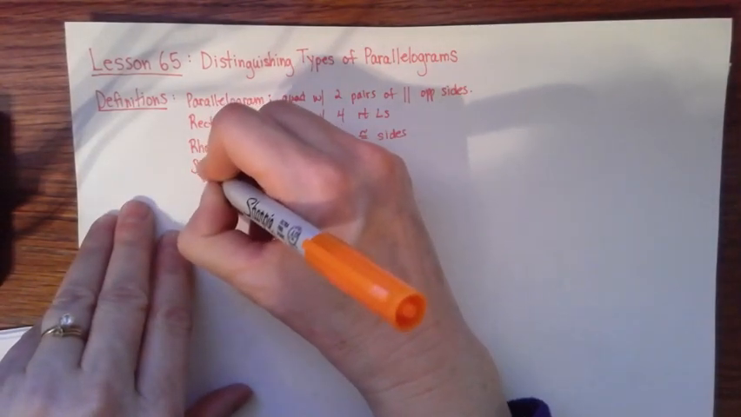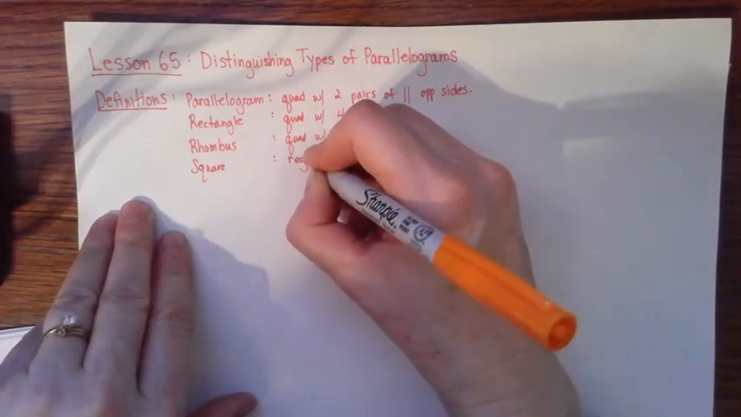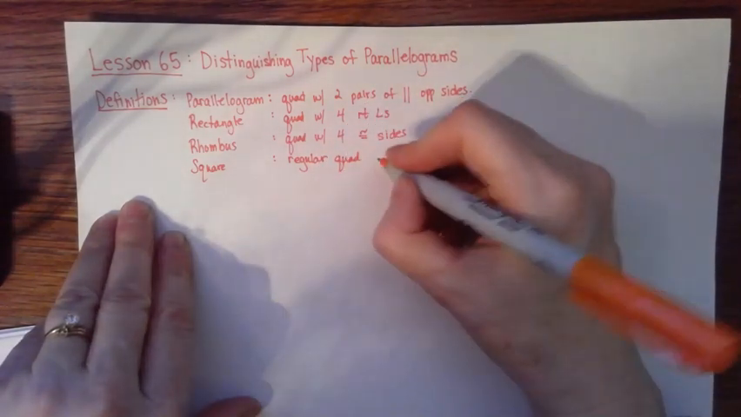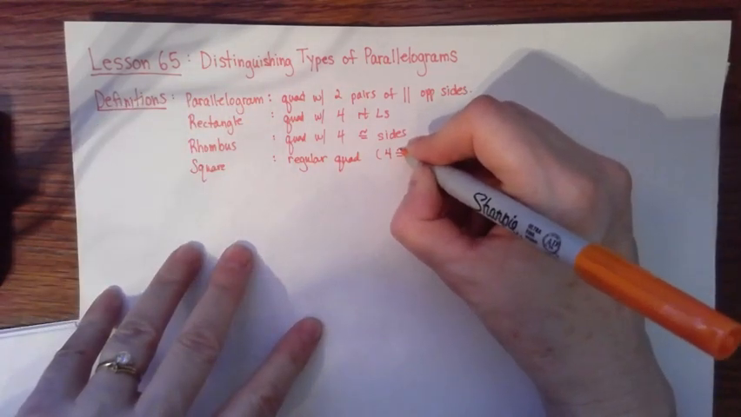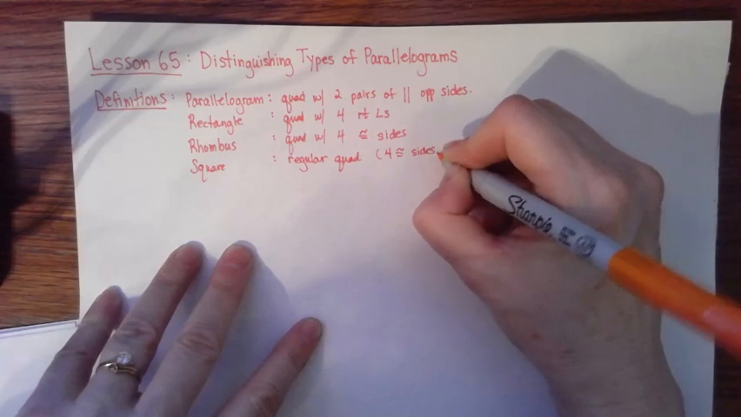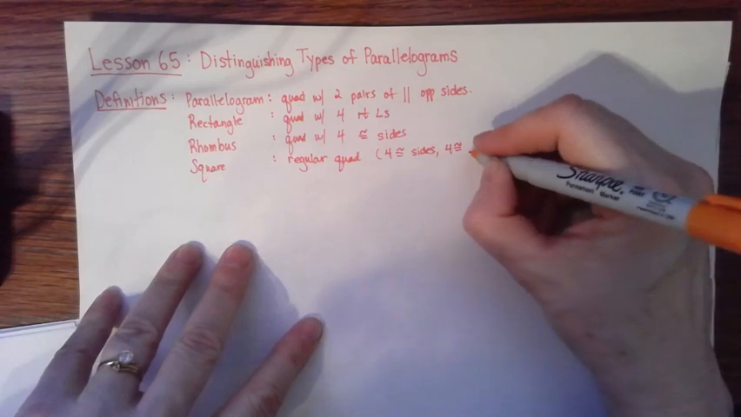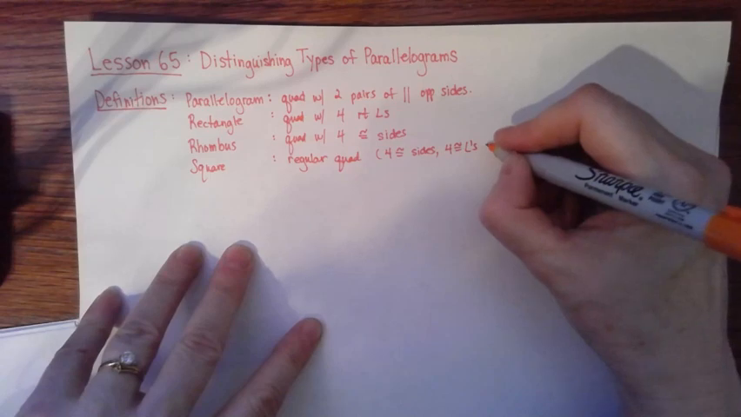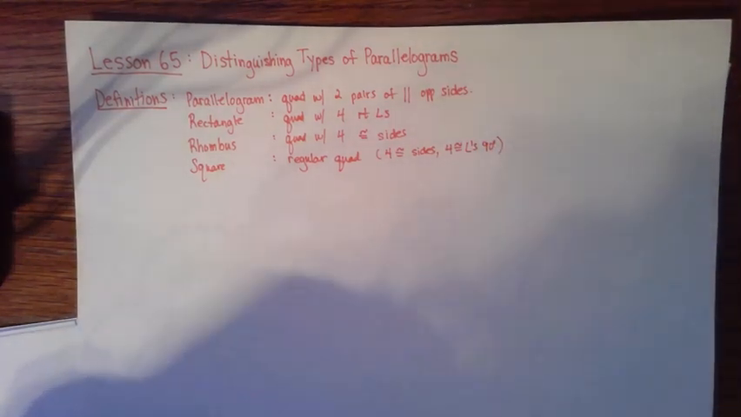And then a square is a regular quadrilateral. And what does it mean to be regular? Well, regular means that all of its sides are congruent, so it's got 4 congruent sides. And it's got 4 congruent angles. Okay, and 4 congruent angles means they are all 90 degrees. So 4 congruent right angles. So those would be the definitions for each of those.